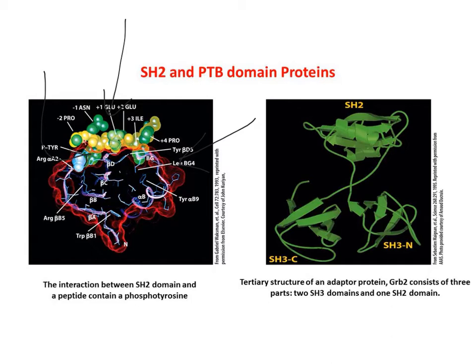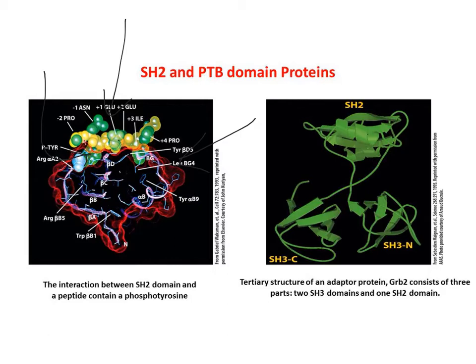Ultimately, this is going to lead to high affinity binding of that SH2 domain to a specific sequence on the receptor. So it really highlights the interaction between an SH2 domain and a specific peptide that contains that phosphotyrosine. Different SH2 domains bind specific peptides, which allows for specificity as to which particular proteins with SH2 domains get activated by certain regions of the receptor tyrosine kinase.